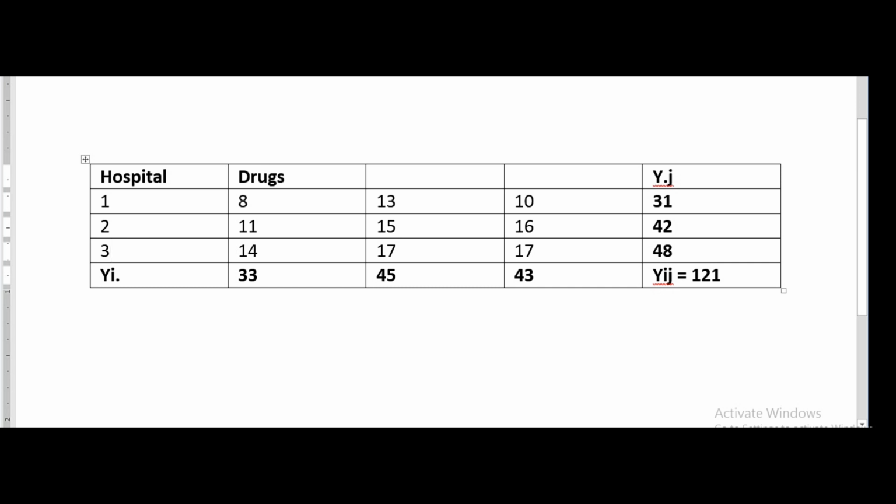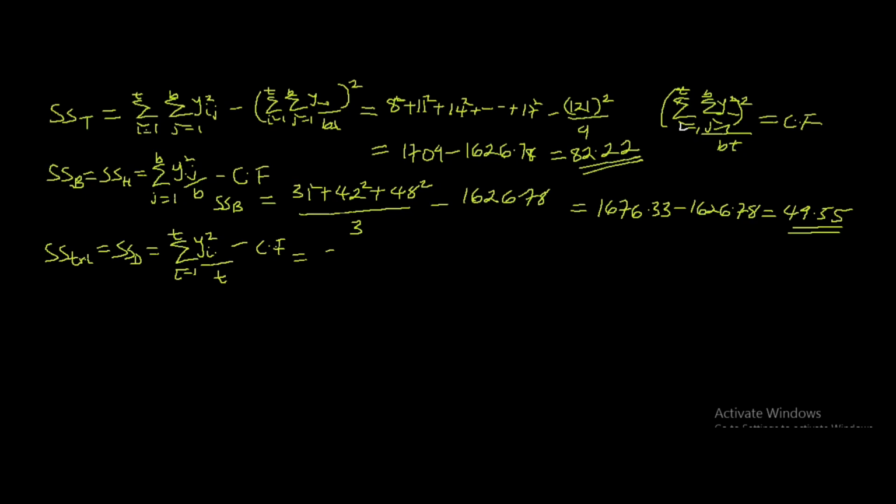Divided by 3 because we have 3 replications. So you have 33 squared plus 45 squared plus 43 squared, divided by 3, because that's the number of replications you have.